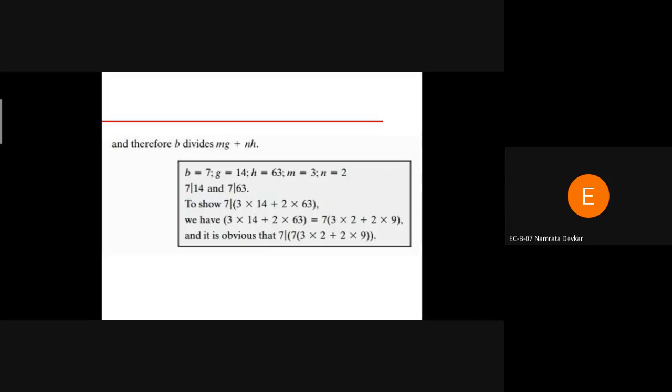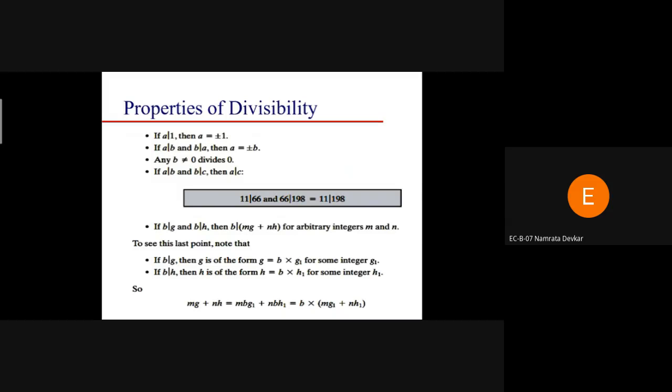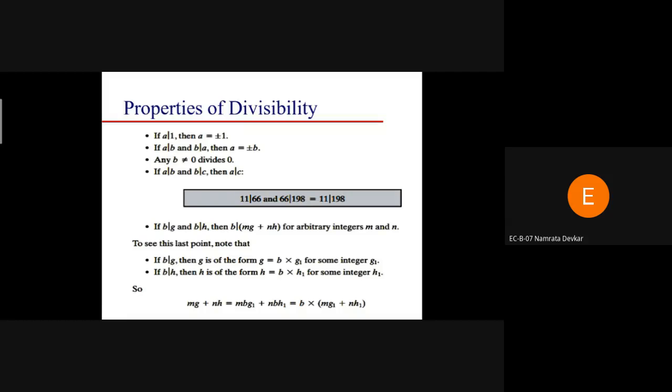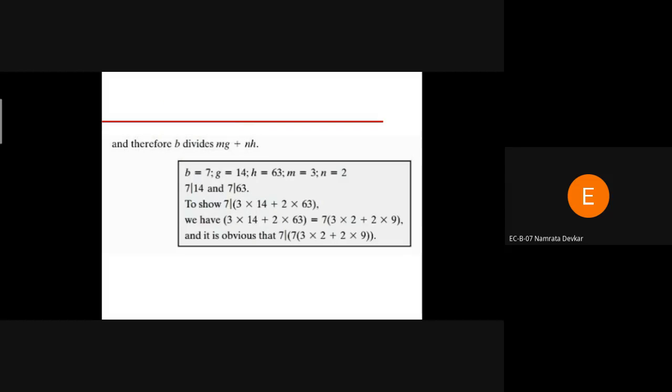Based on these values, we have to check the condition or properties of divisibility. What does divisibility say? The number b divided by g. If we divide b and g, here we can write 7 divided by 14. The first thing is b divided by g, so 7 divided by 14, and second is b divided by h. The value of b is 7, and what is the value of h? 63. So 7 divided by 63. Okay, so up to here, understood?